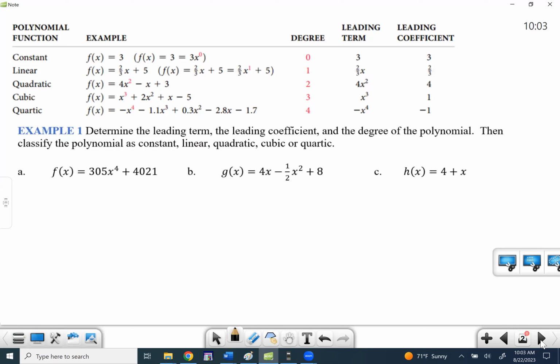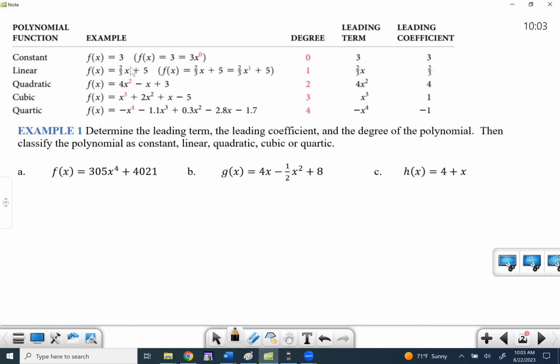So in this section, we're going to be concerned with the leading term a lot, but it'll also be nice for us to be able to speak the language. We've already talked about how if we just have a number by itself with no variable, that's called the constant polynomial, and that its degree is 0 because you want to imagine an x to the 0 behind it.